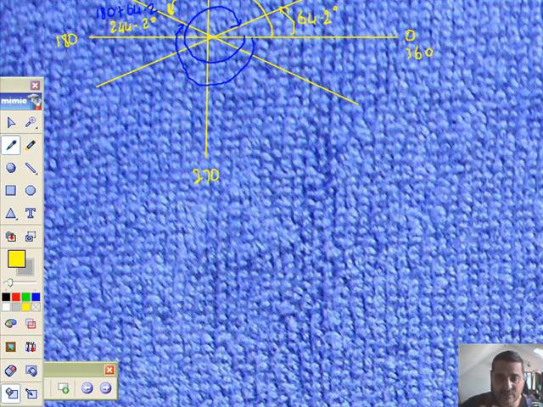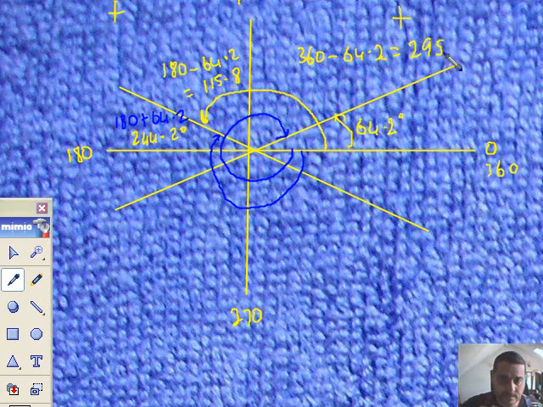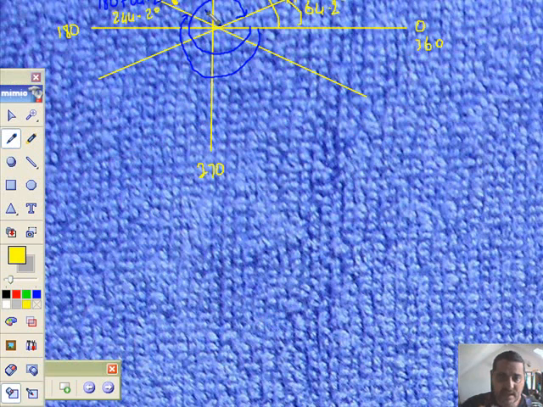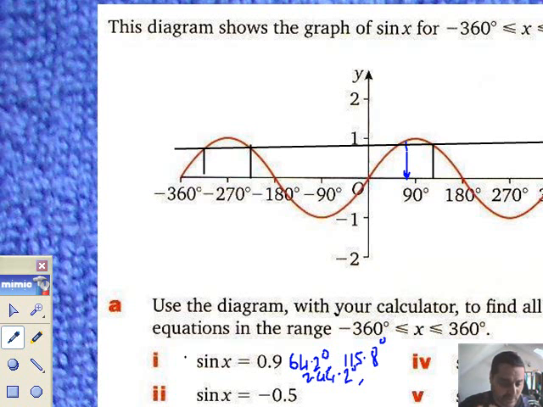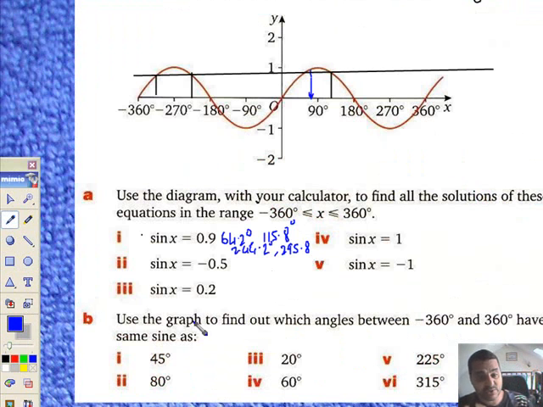And that gives me 295.8. And these are our four solutions: 64.2, 115.8, 244.2, and 295.8. So let me just write it in. 295.8 in blue. Four solutions. I'll pause there and check I've not made a mistake.